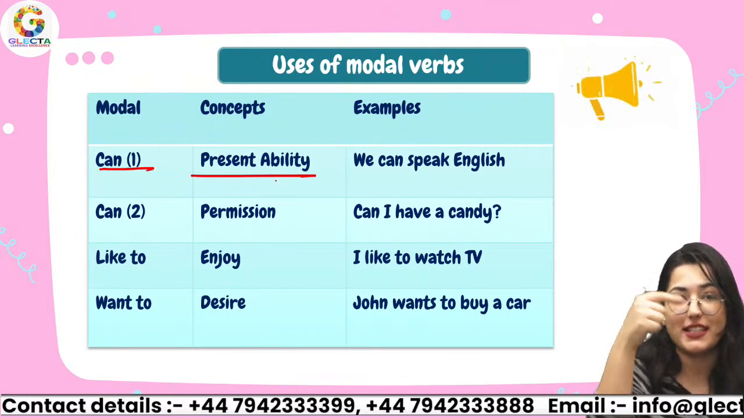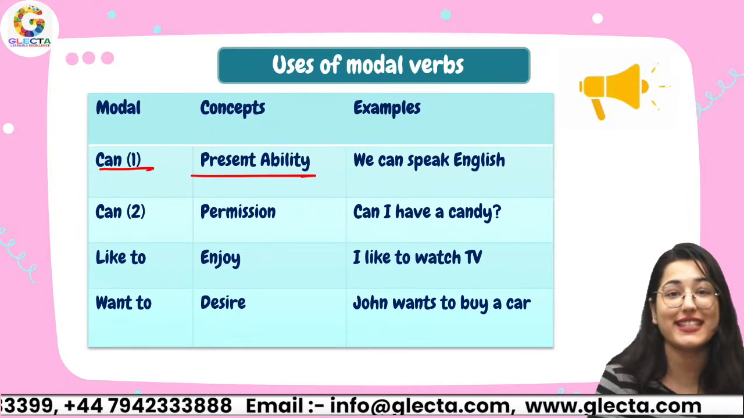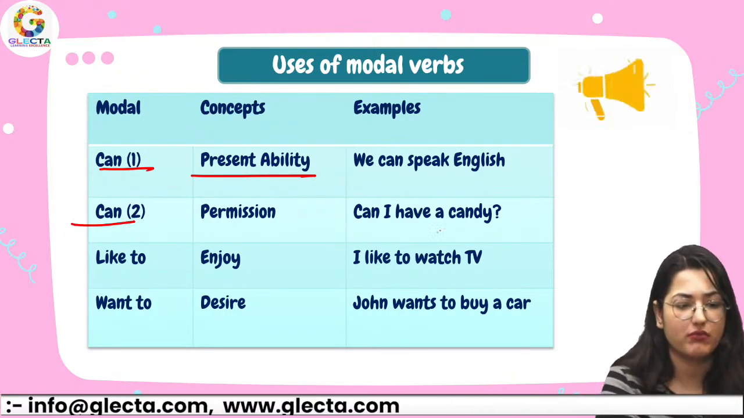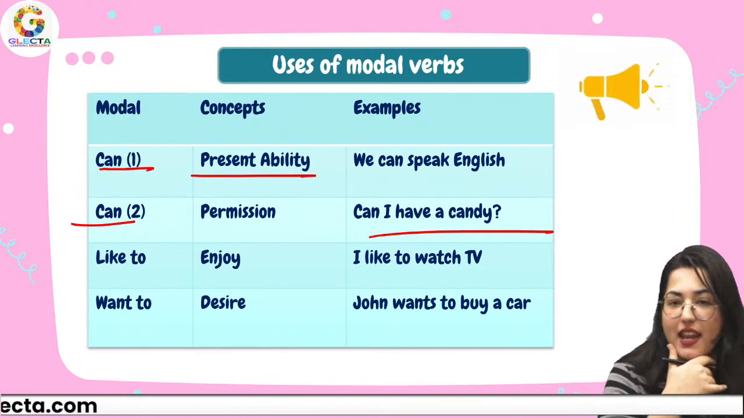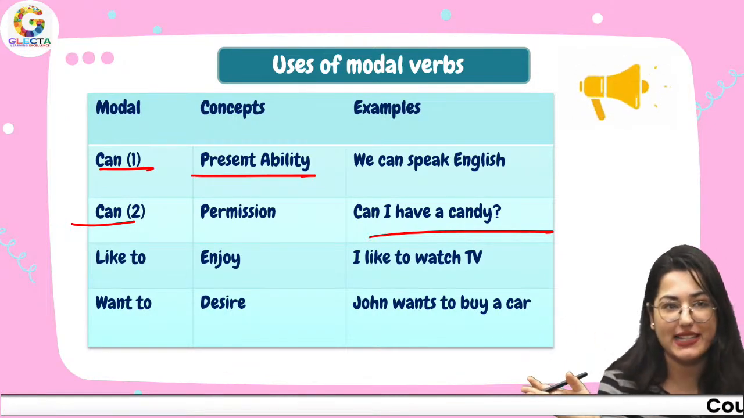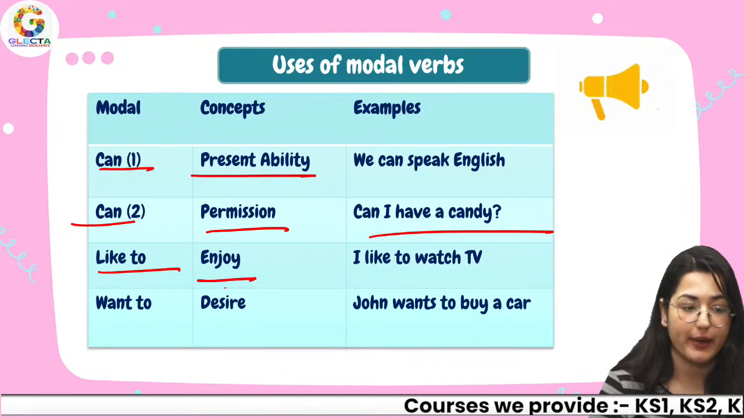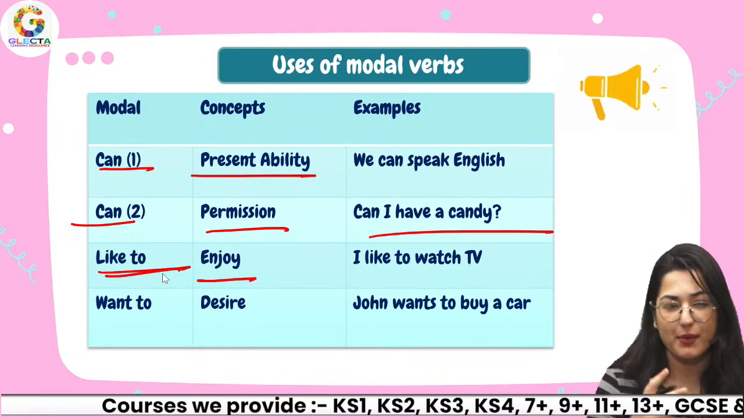Moving to the next. Can, for present ability. I can teach you this concept. Next, can for permission. Can I have a candy? Can I have water? Can I go to that place? So these are for permission, right? Then like to, for enjoyment. I like to watch TV. Something that you enjoy.